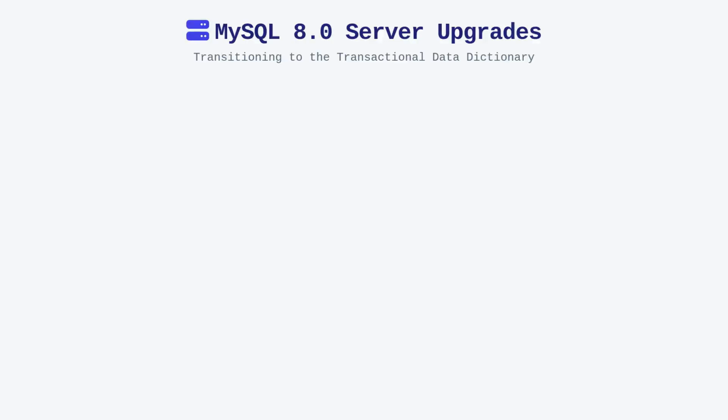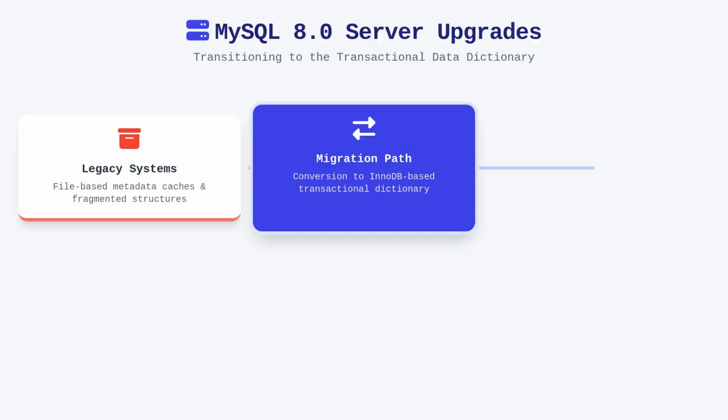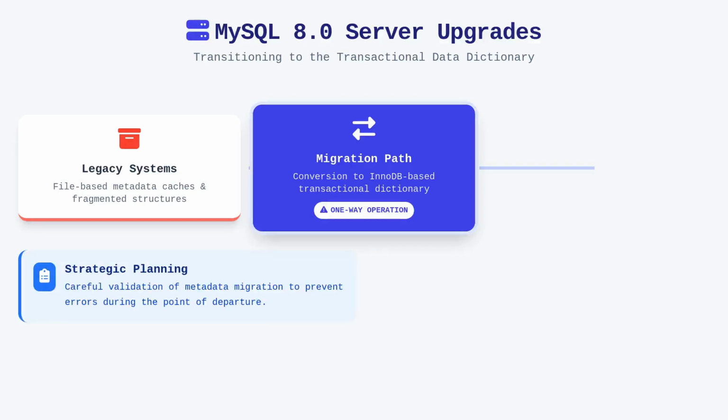Finally, we must consider the implications for server upgrades and overall versioning, as this new architecture represents a distinct point of departure from older legacy systems. When migrating from older versions of MySQL to 8.0, the server must perform a substantial upgrade process to convert legacy metadata structures into the new transactional, InnoDB-based dictionary format. This is a one-way operation that cannot be reverted easily, so the upgrade process requires very careful planning and validation to ensure that all metadata is migrated without error.